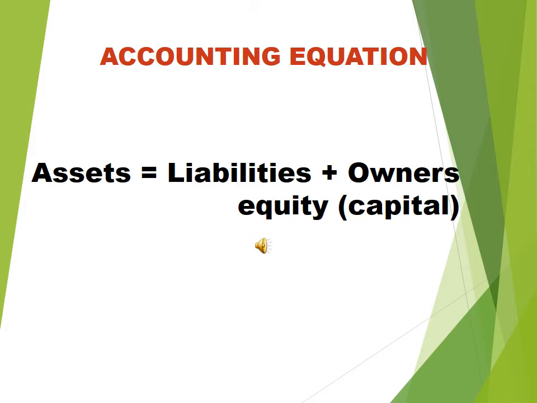The next is accounting equation or the accounting statement. Assets is equal to liabilities plus owner's equity, that is capital. This means that the assets or the means used to operate the company are balanced by a company's financial obligation along with the equity investment brought into the company and its retained earnings.